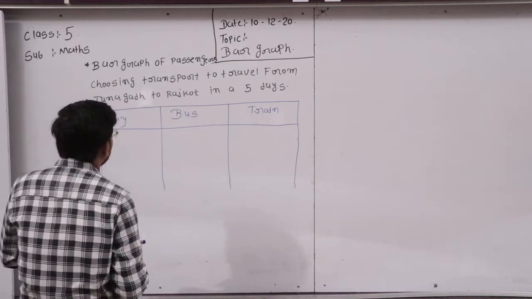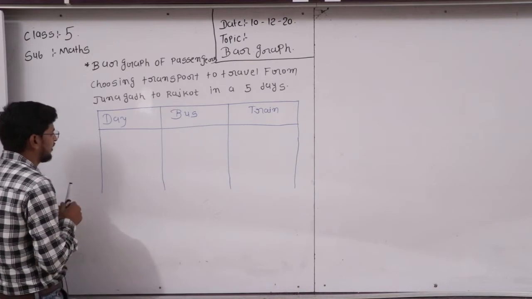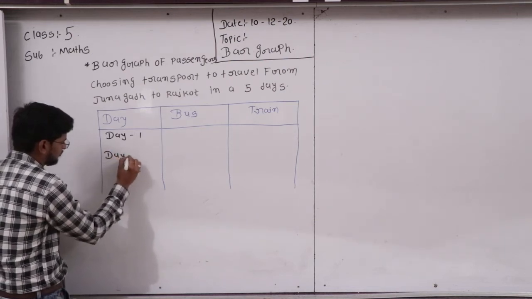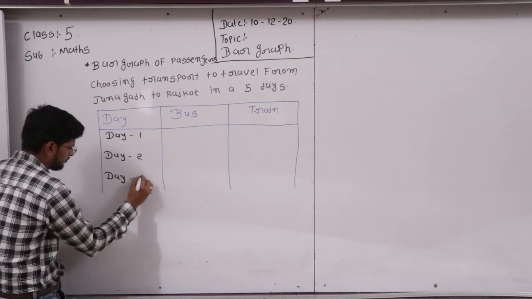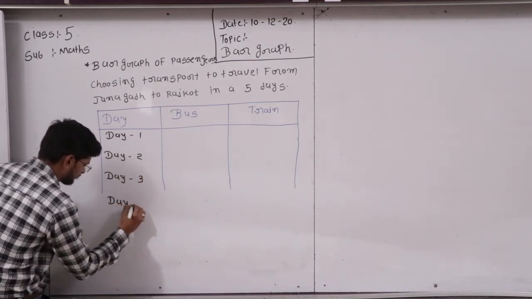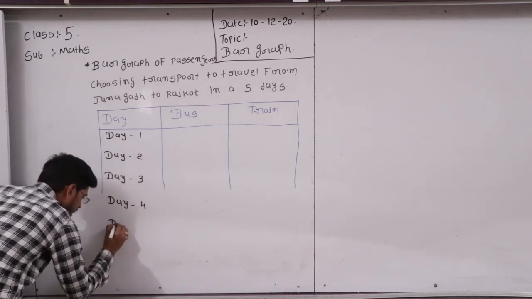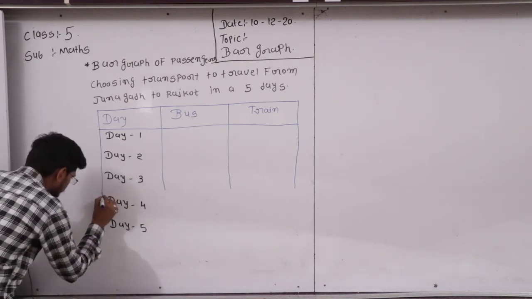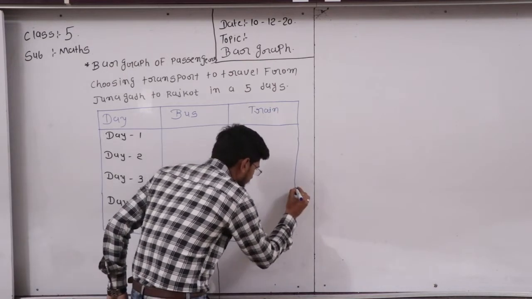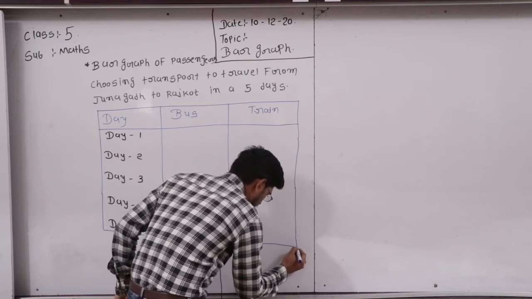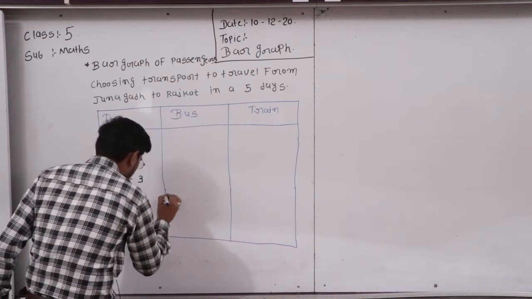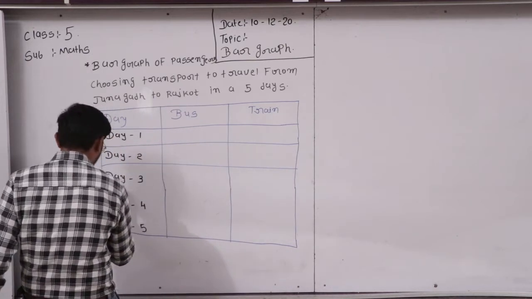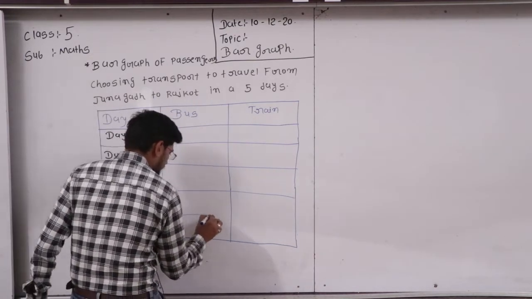Right? How many days in the bar graph? In 5 days. So here we take first day 1, then day 2, day 3, day 4, and the last day is day 5, right? Here our table is ready.